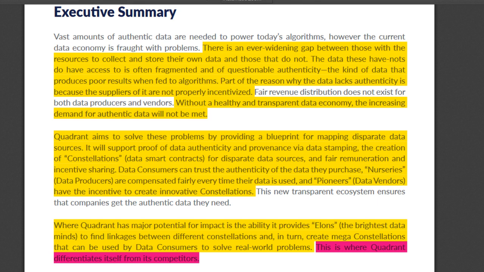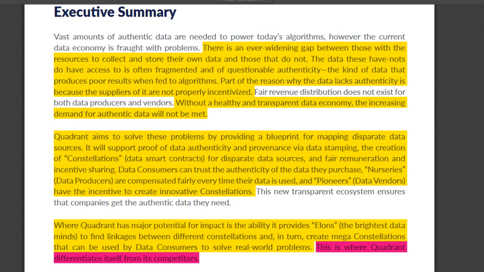So it'll support proof of data authenticity and provenance by data sampling and the creation of constellations. This is a term they're going to be using a lot in this white paper. So constellations are data smart contracts, and then they'll talk about mega constellations as well for disparate data sources. So that's multiple different dApps, cell phone apps, whatever, that's providing that data, but it's all on the same subject and congregating it together. That's a constellation.